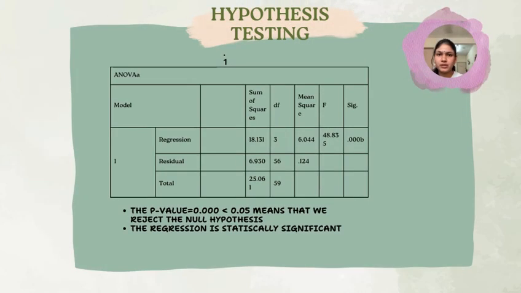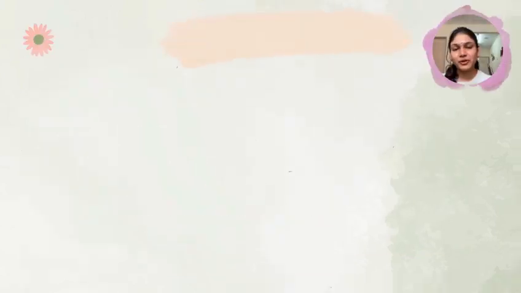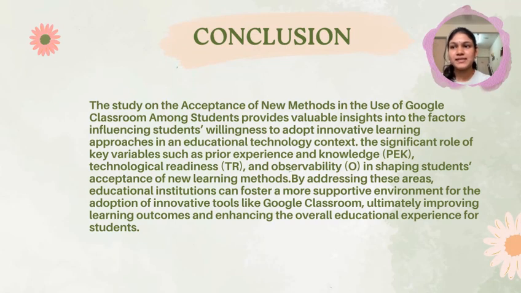Next, our hypothesis: the null hypothesis, and conversely the alternative hypothesis HA posits that at least one of the independent variables has a significant relationship with the dependent variable. The conclusion: the study on the acceptance of new methods in the use of Google Classroom among students provides valuable insights into the factors influencing students' willingness to adopt innovative learning approaches in an educational technology context.